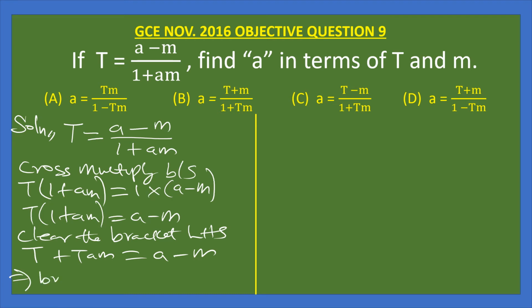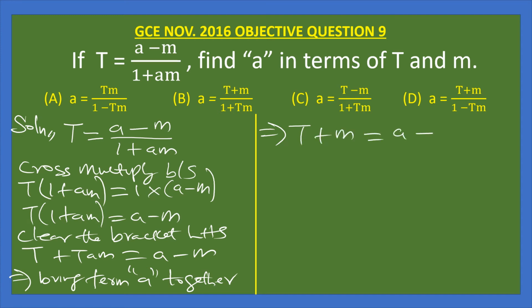We bring terms containing A together, since they say we should make A the subject of the formula. So this simply means we now have T plus M as equal to what? A minus TAM. How? From here, this M here on the right hand side is minus M.